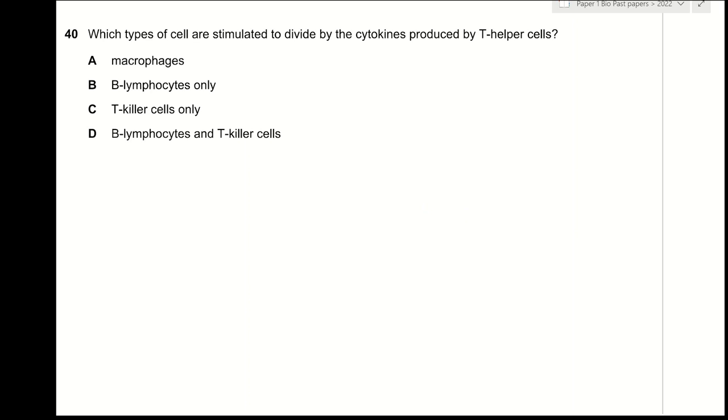Question number 40. Which types of cell are stimulated to divide by cytokines produced by T helper cells? Let's see, macrophage, this is incorrect. B, B lymphocytes only, this is also incorrect. C, T killer cells only, it's not only T killer cells. D, B lymphocytes and T killer cells, so this is correct. Once the antigen binds to a complementary B cell receptor, the cytokines produced stimulate the B cells to divide by mitosis. Same with T killer cells. Therefore, the answer is going to be D.